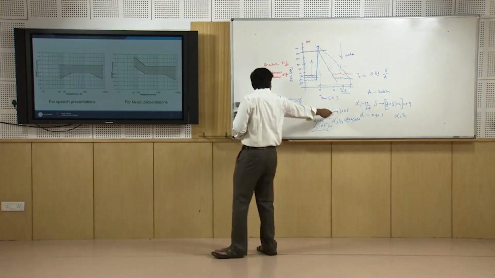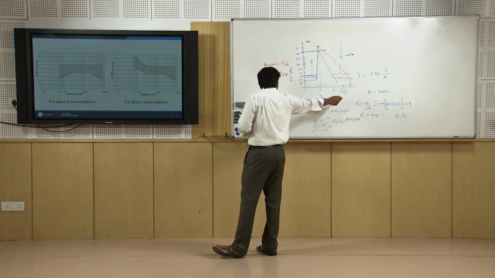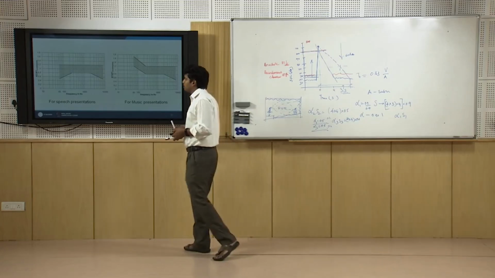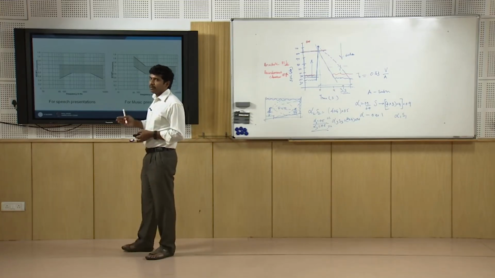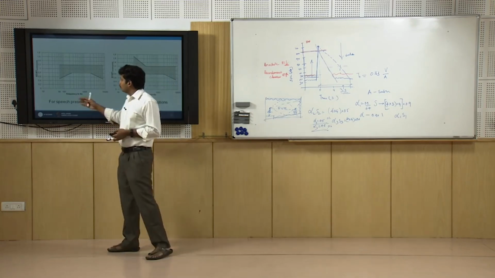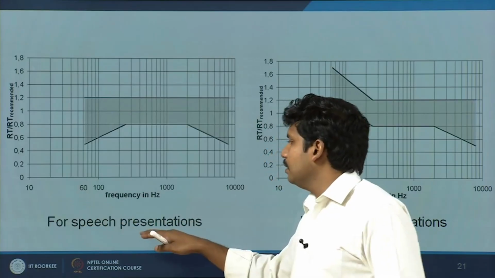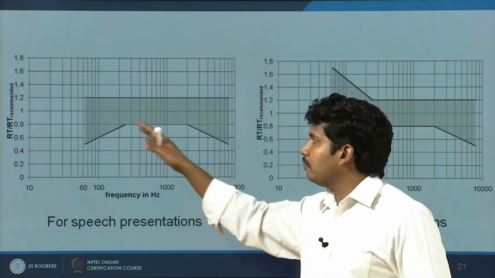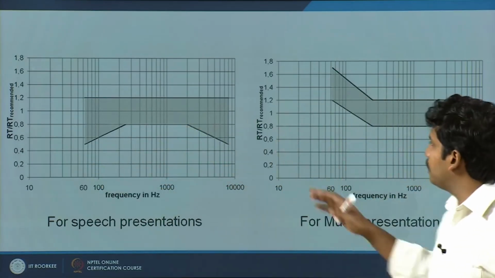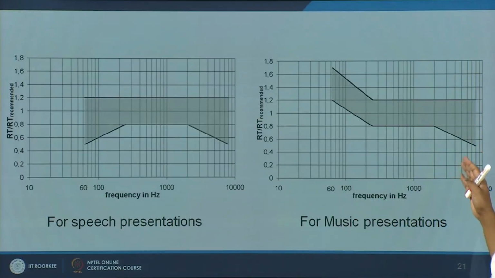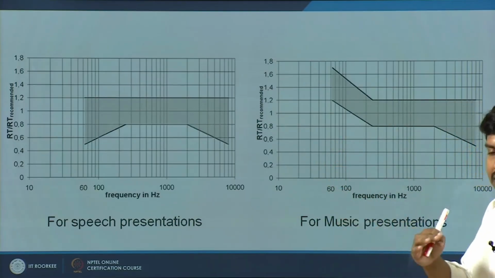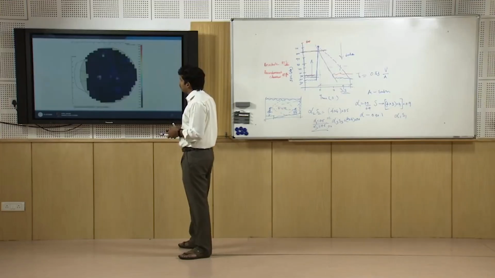Ideally, in this particular calculation which I told you, the absorption coefficient in frequencies comes into the picture. RT varies from frequency to frequency. So the allowable reverberation time also varies for speech and for music with different frequencies. You may require a lower RT in certain frequencies. For example, the RT permitted may be lower for high frequencies or higher in low frequency. Mid frequency more or less is taken as a center point or the balancing point.